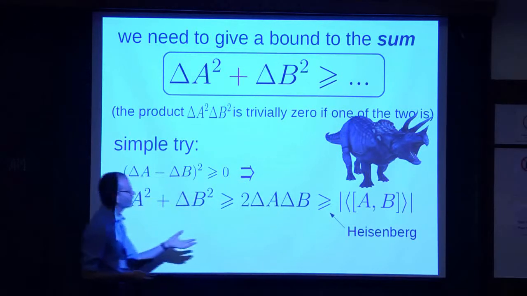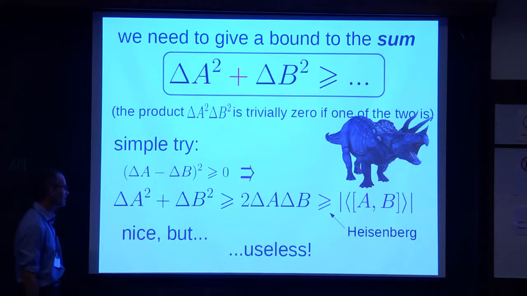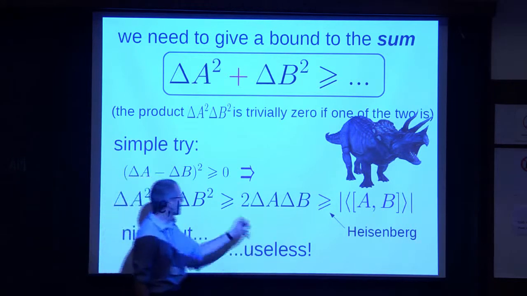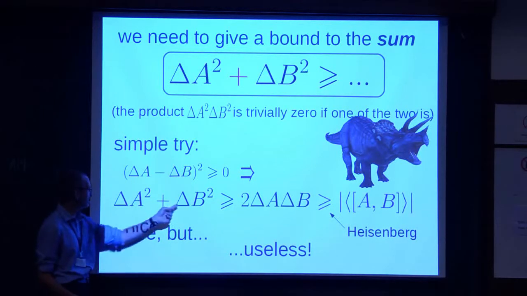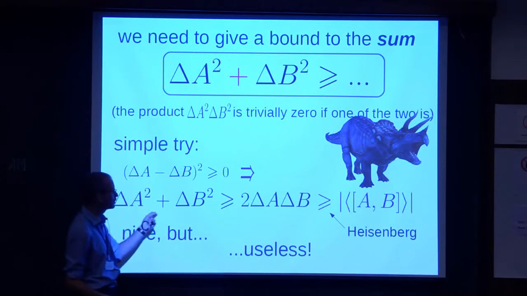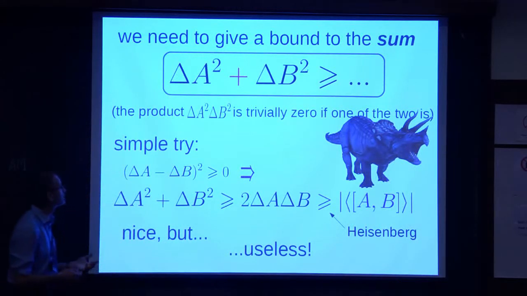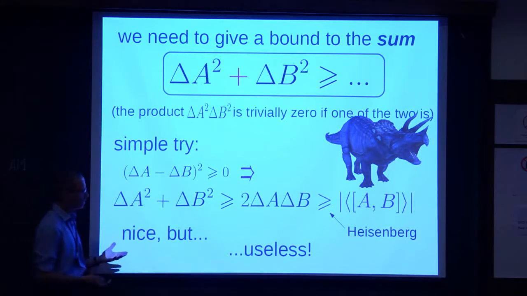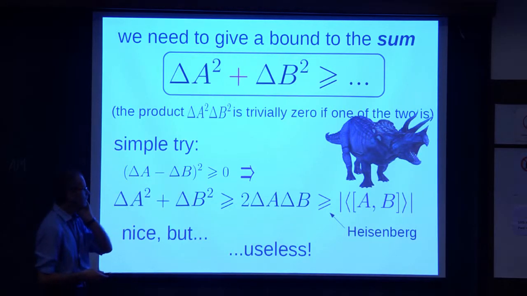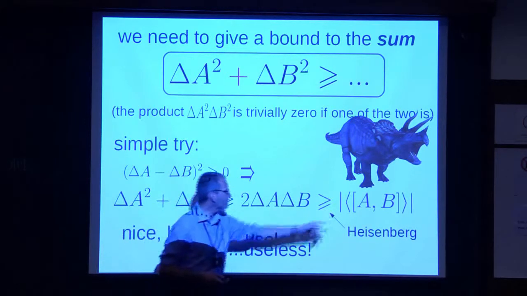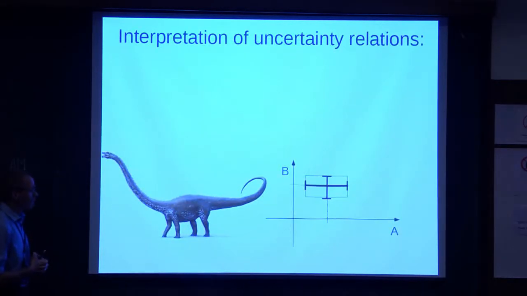So this could be a first very simple try, but it doesn't really work, because it's true that this sum is 0 only if both of them are 0, but then the lower bound is 0 again if you're calculating it on an eigenstate of A and B. So we want something that has a non-trivial lower bound.